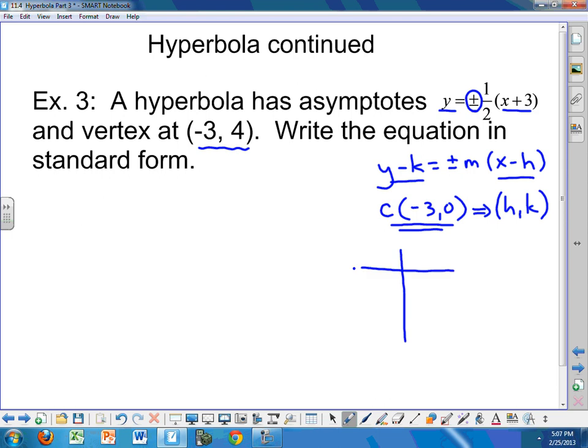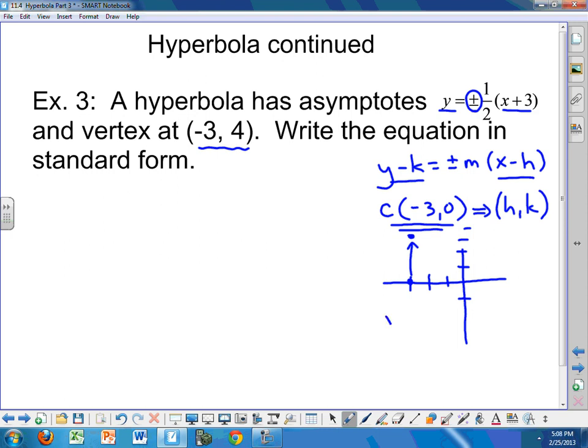So if we go to negative 3, 0, that would be on the x-axis, not the y-axis. Let's try that again here. Negative 3, 0. There we go. And notice that the vertex that was given was negative 3, 4 up here. So this distance from the center up to the vertex does two things for us.